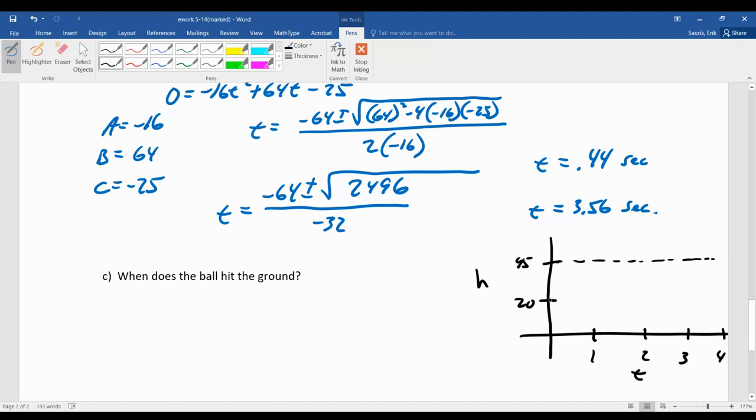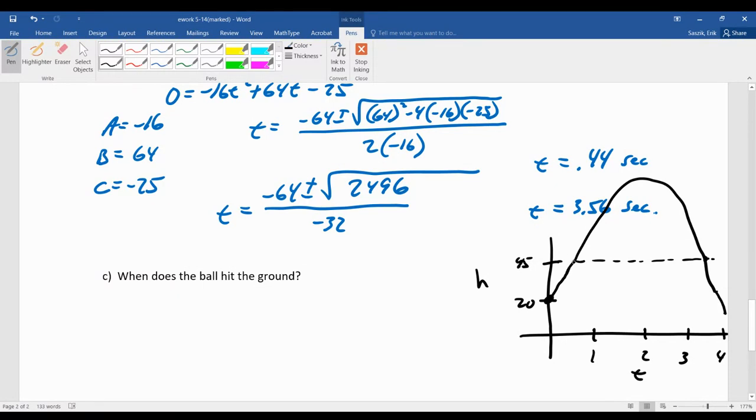So remember, at time 0, it was at 20. And that's before the ball was released. It takes half a second for it to hit 45. So that means it's going to go up there, and then it's going to come down at 3.56 seconds. So you see, that's about right there. So you got a parabola, something like this. Okay.